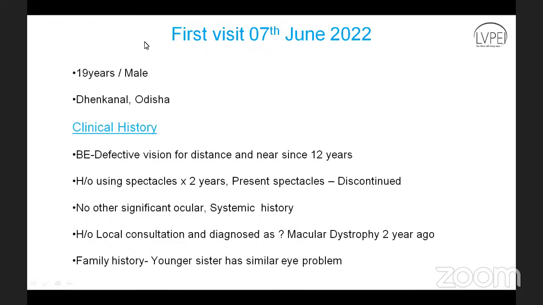That is why the central vision gets affected initially. As the disease progresses, other parts of the retina get involved and it may affect the peripheral vision, but that is always seen in the advanced stage of the disease. Okay, so let's go to the fundus picture.